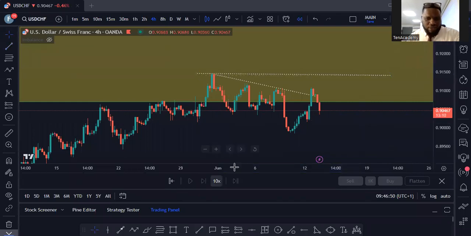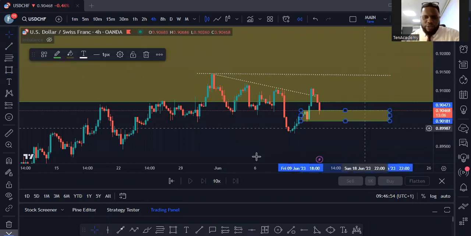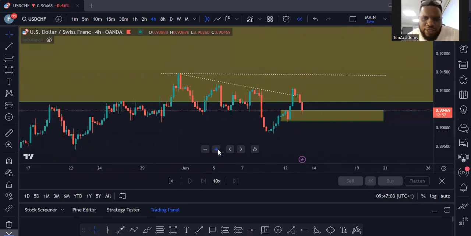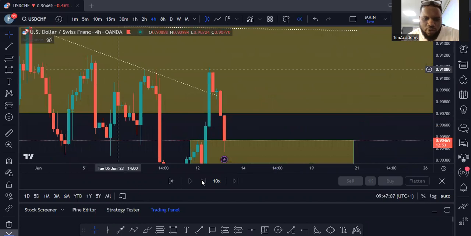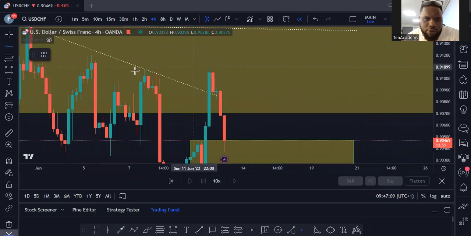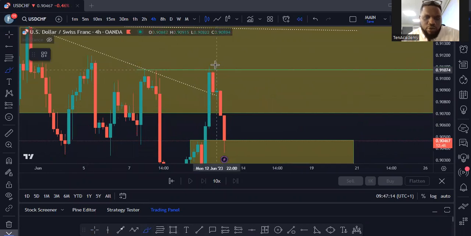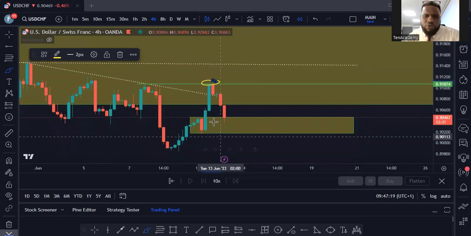As you can see, internal structure is even already building up here, like so. Price has taken out this, so there's a bit of change of character already, if I'm right. Just a tiny bit. You can see this wick here, like so. Okay, it has taken out this previous high, and we can see price retracing into this demand.